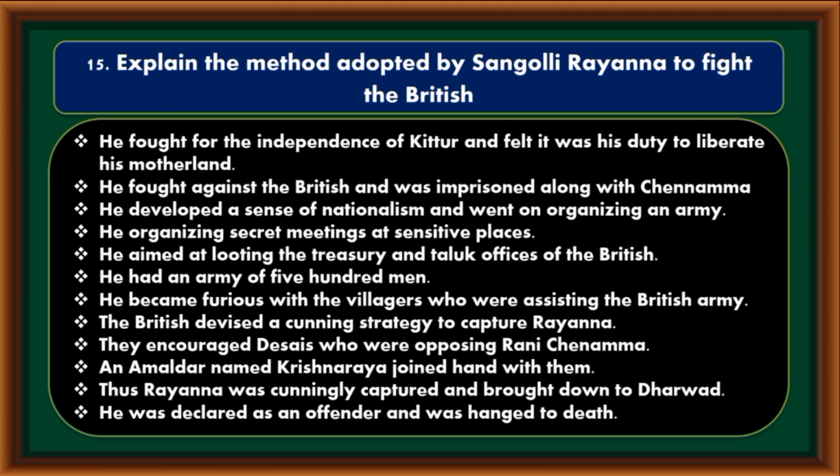The British devised a cunning strategy to capture Rayanna. They encouraged Desais who were opposing Rani Channamma. An Amaldar named Krishnaraya joined hands with them. Thus Rayanna was cunningly captured and brought down to Dharwad. He was declared as an offender and was hanged to death.